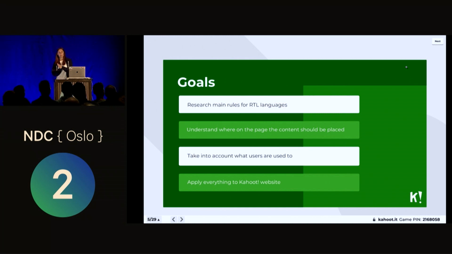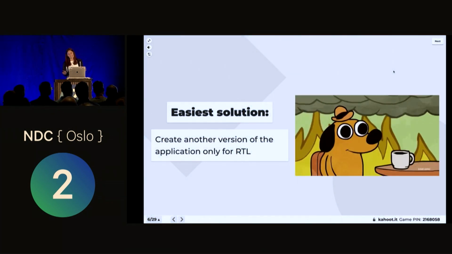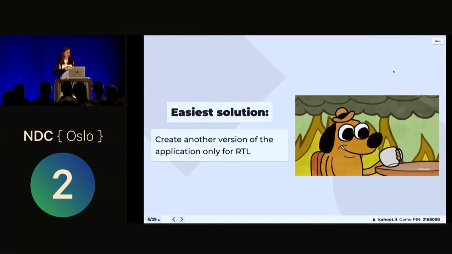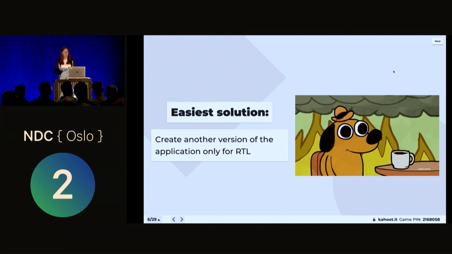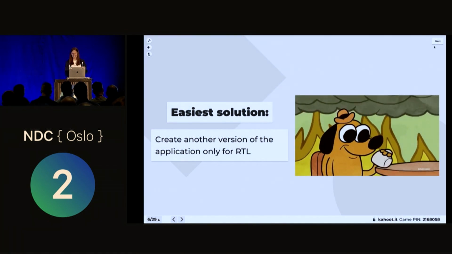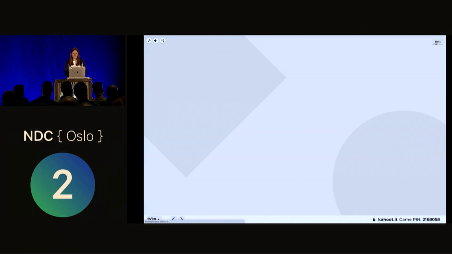Our goals when we were implementing a right-to-left language were, first of all, to research the rules of right-to-left languages, understand where on the page elements should be placed, take into account what users are used to, and apply everything to our application. The easier solution was to create another application which would support only right-to-left language, but there may be some cases where it's not the best solution. We had to support everything.